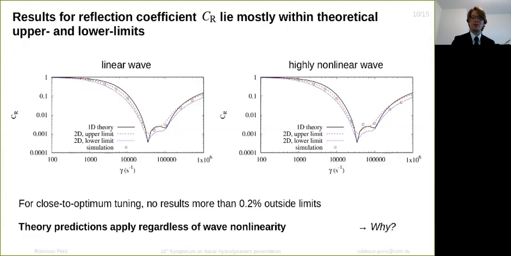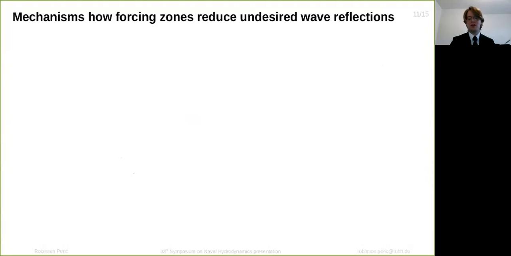Because the theory is derived, so this is not a restriction, but I only derived it using linear wave theory. And it's a very simple theory. So how can this give such a good prediction of the reflection coefficient for highly nonlinear waves? And to understand this, we have to understand the mechanisms of how forcing zones reduce undesired wave reflections.